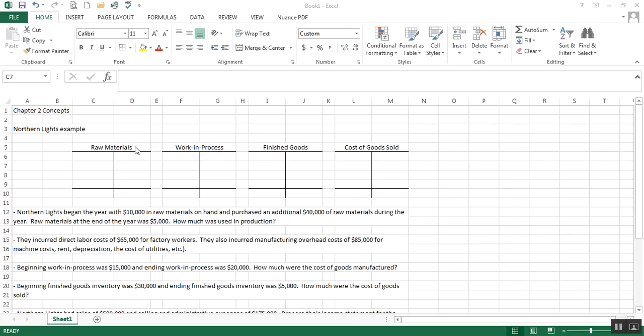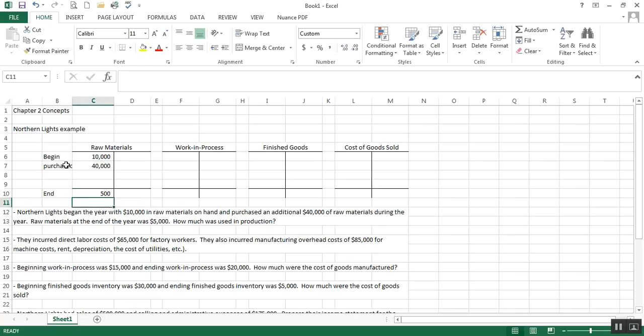The first account that we always start with is our raw materials. Raw materials is exactly what it says. It's the raw material that's used within the manufacturing process. So this example looks at Northern Lights, which is a furniture company, and it's the same company and example that's covered within the textbook. Here it says Northern Lights began the year with $10,000 in raw materials, and they purchased an additional $40,000. So this is what's purchased. This is beginning. So we're going to go 40,000 here. And their raw materials at the end of the year was $5,000.